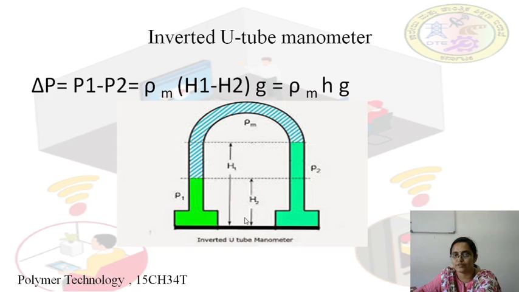So this inverted U-tube manometer is used to measure pressure differences. A light fluid is used, and it has to be connected to two points whose pressure difference is to be measured.